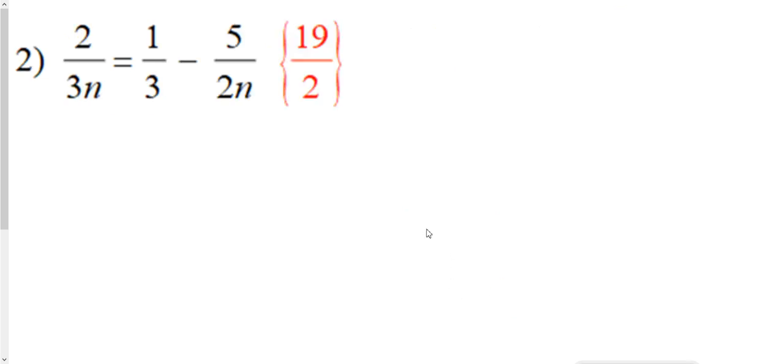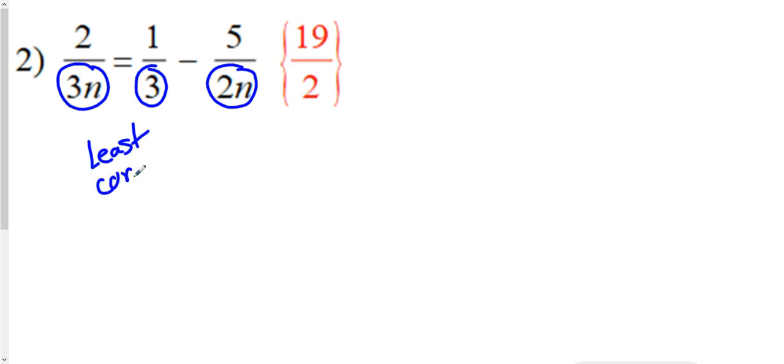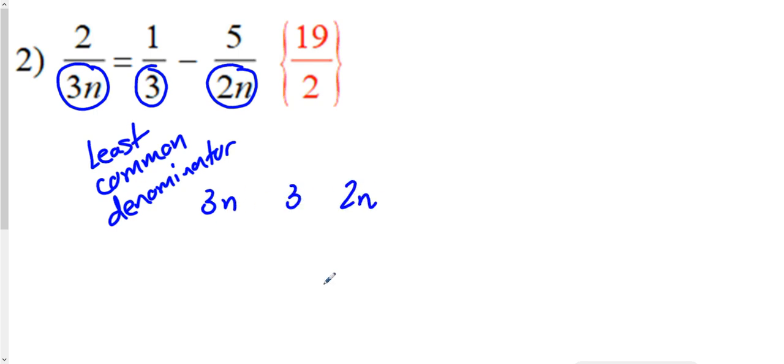Let's look at another problem to work through to cancel out our denominators. Remember, that's our goal here. We want to cancel out all of those denominators using our least common denominator. So looking at our denominators here, 3n, 3, and 2n, what is the least common denominator? So out of a 3n, a 3, and a 2n, what's the least thing I can make here?